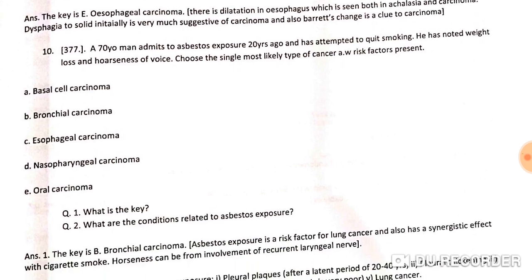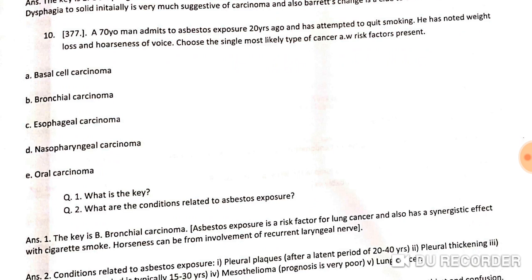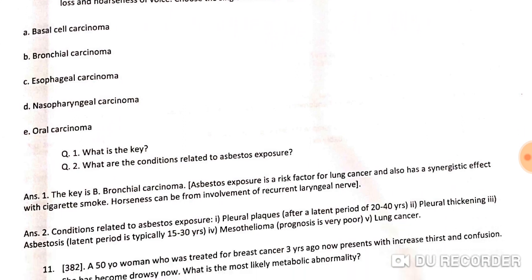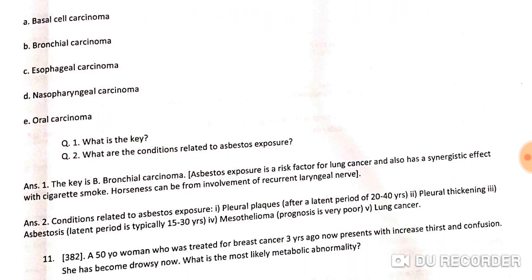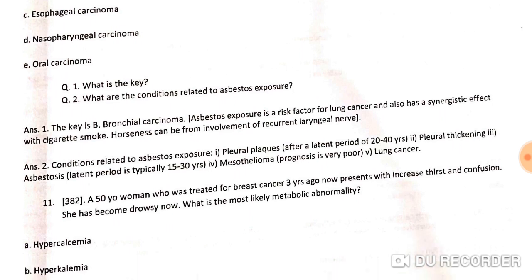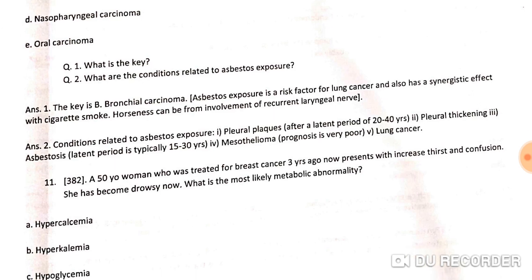Bronchial carcinoma: asbestos exposure is a risk factor for lung cancer and also has a synergistic effect with cigarette smoke. Hoarseness can be due to involvement of the recurrent laryngeal nerve. A condition related to asbestos exposure is pleural plaques after a latent period of 20 to 40 years. For pleural thickening, the asbestos latent period is typically 15 to 30 years. Mesothelioma prognosis is very poor. Lung cancer. Okay.